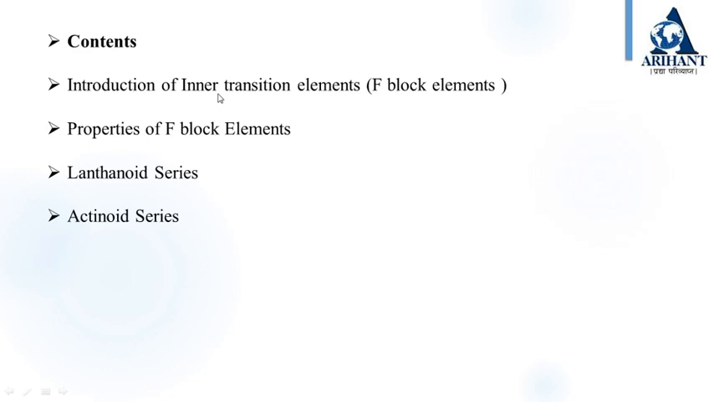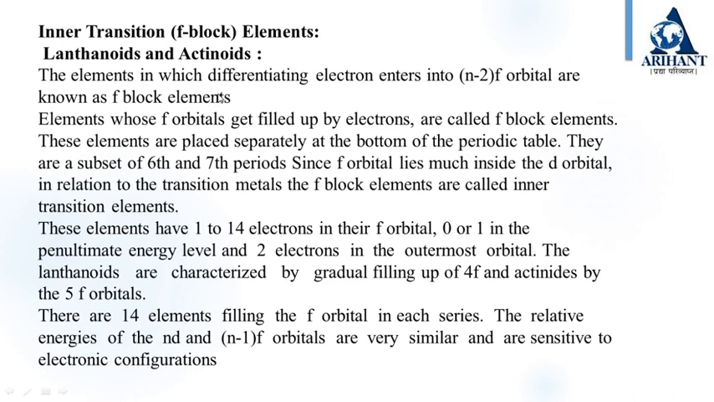Today we are going to learn about inner transition elements, that is F-block elements. They are also known as lanthanoids and actinoids. Inner transition elements: the elements in which the differentiating electron enters the n-2 f orbital are known as F-block elements. Elements whose f orbitals get filled up by electrons are called f-block elements.